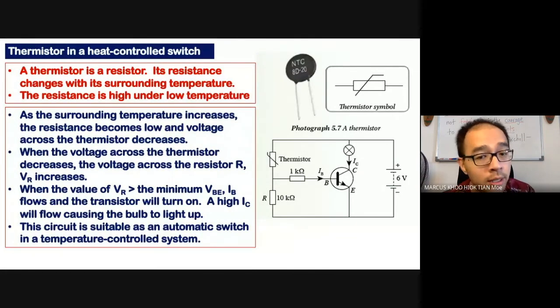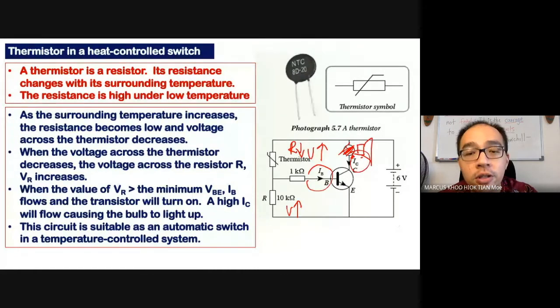And when is this suitable for us? This is suitable for us in a fire alarm. Let's say I change this bulb to a speaker, and this becomes the circuit for our fire alarm. Bila dia panas, when the thermistor detects high temperature, it's going to decrease the resistance. Decrease resistance, decrease voltage, so the base voltage will increase. Base voltage increases, base current will flow, collector current will flow, transistor switches on, speaker, fire.